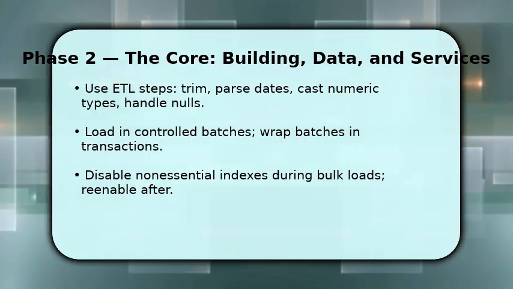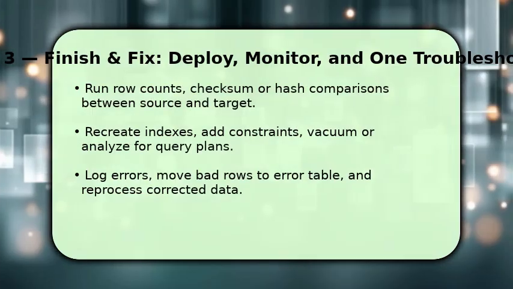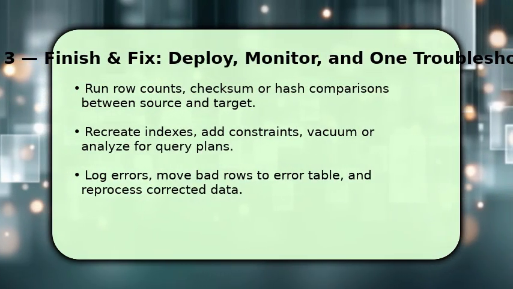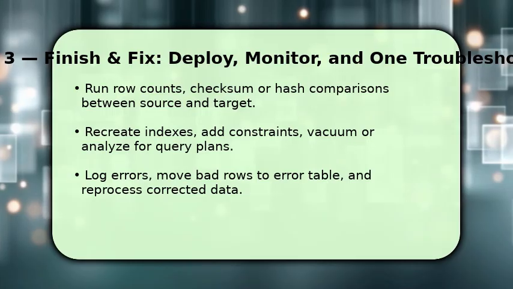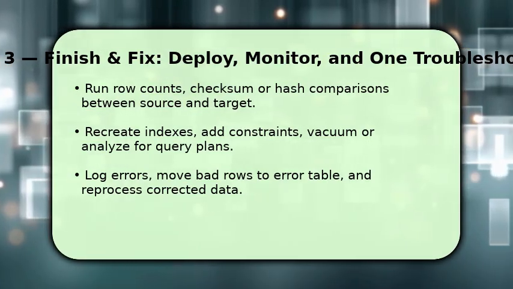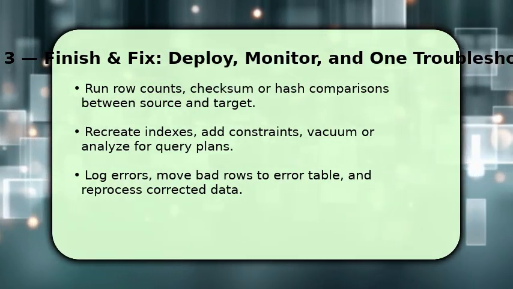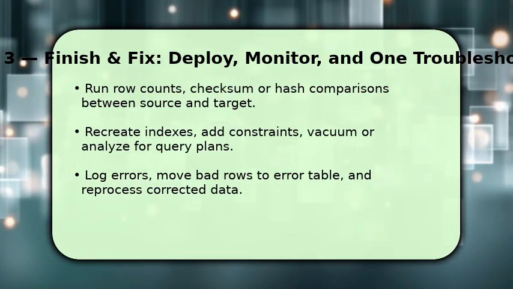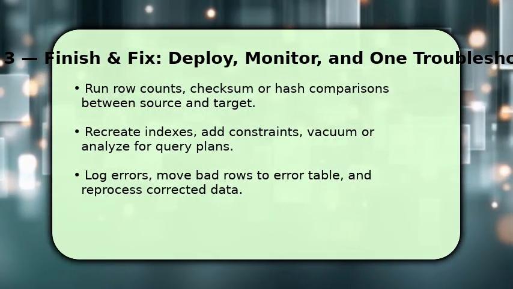You finish by validating counts, running integrity checks, and applying production constraints. Once counts and spot checks match, recreate indexes, add foreign keys, and run analyze or vacuum so the optimizer uses correct statistics. Grant necessary permissions and archive the source if required.